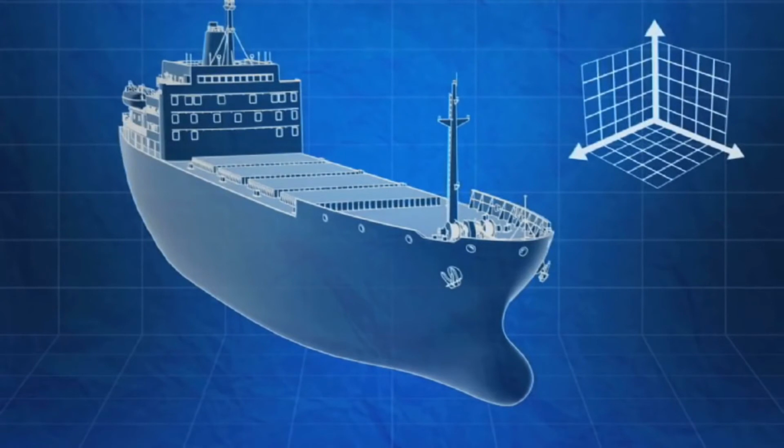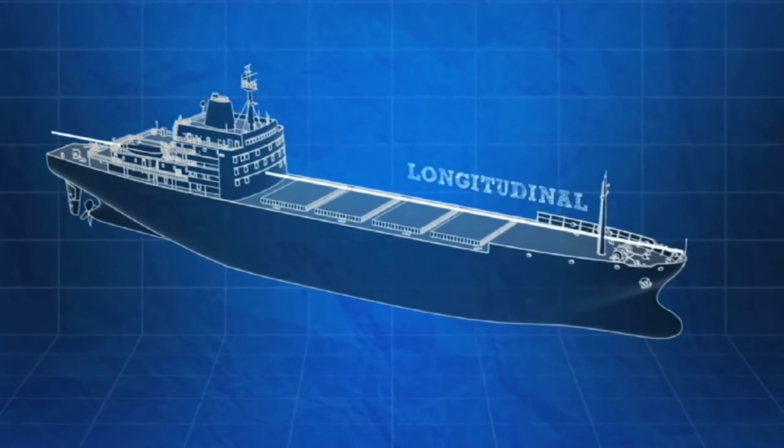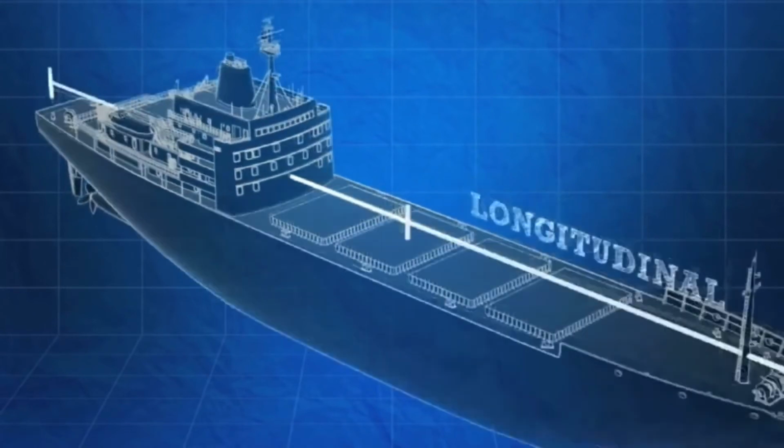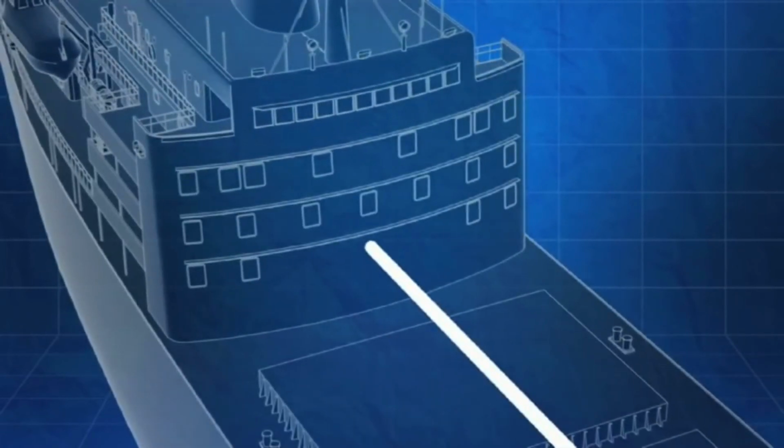Distances on board ships are measured in one of three directions: longitudinally, transversely, and vertically. Longitudinal is the horizontal direction along the length of a ship. Longitudinal distances are measured from one of three places: the forward perpendicular, the aft perpendicular, or midships. Where longitudinal measurements are taken from will vary from ship to ship.